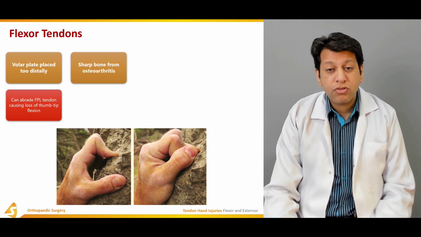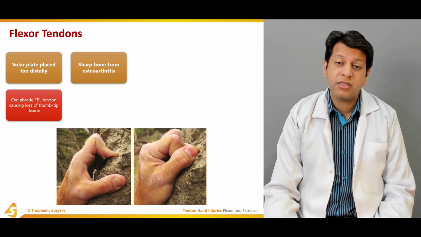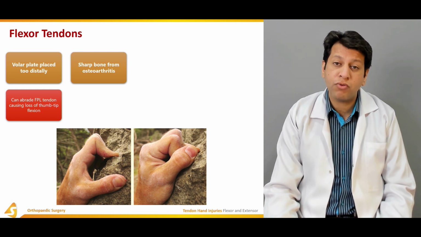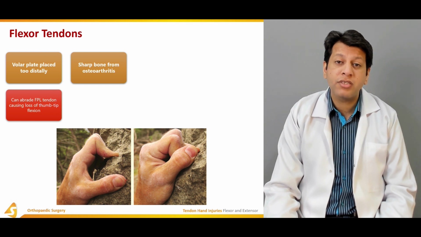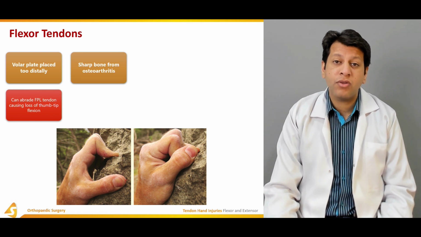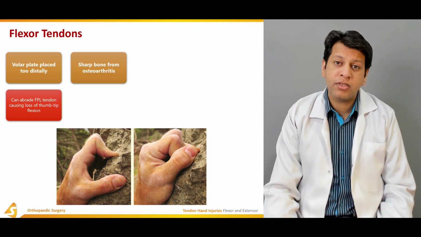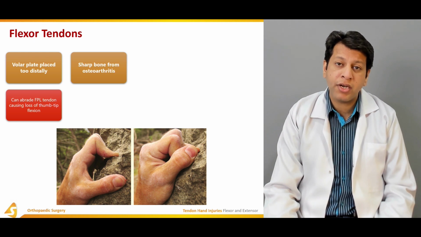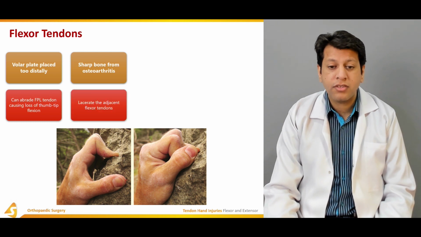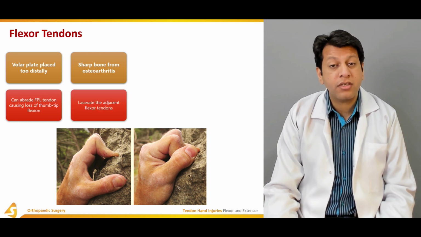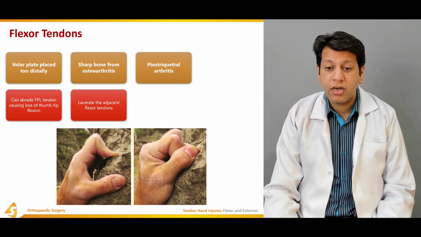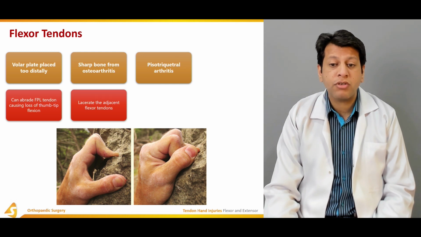Now, other causes could be a sharp bone from osteoarthritis. As you know, with advanced osteoarthritis there is actually osteophyte formation in the hand. These osteophytes can injure the tendon when the tendon glides or abrades over them, especially during movements of the fingers. This can lead to laceration of the adjacent flexor tendons. This could also be a piece of triquetral arthritis.